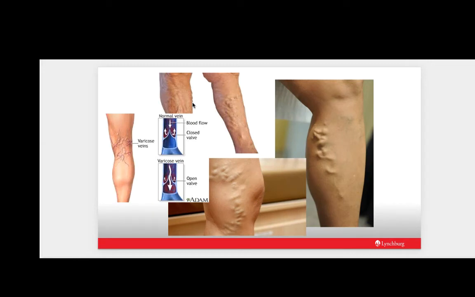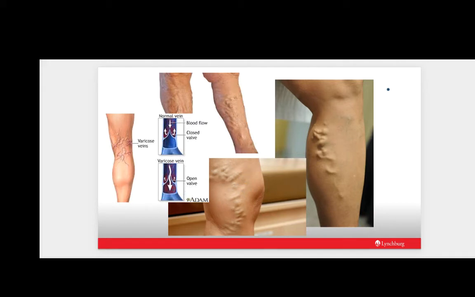This is what happens when things go wrong with that. You've probably seen patients or maybe family members or maybe even yourself having varicosities like this. This is what happens when the valves become incompetent. Just like in the heart, it can happen in your legs as well.